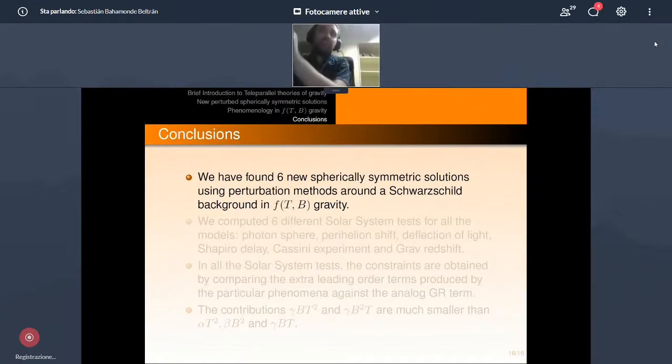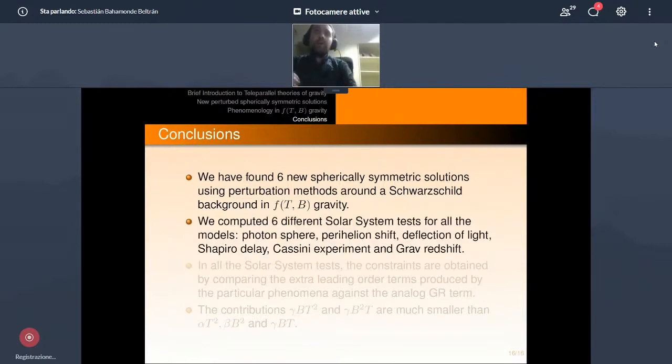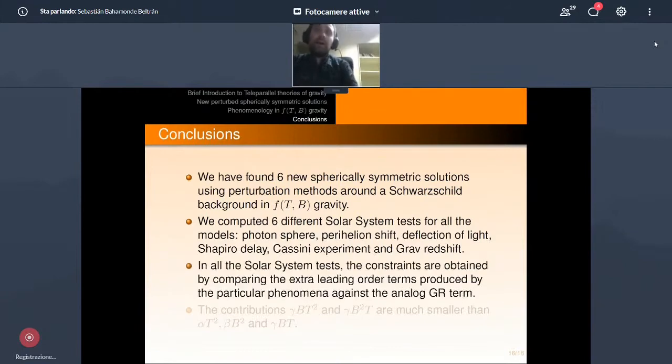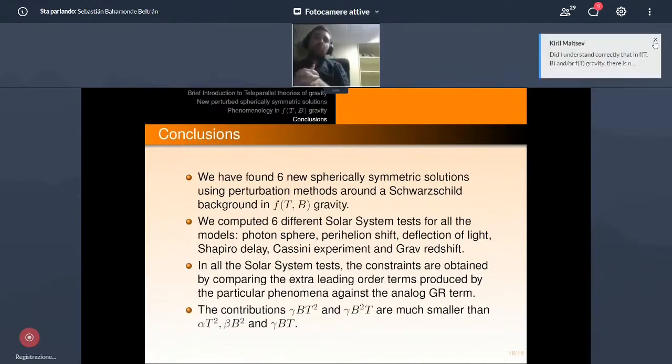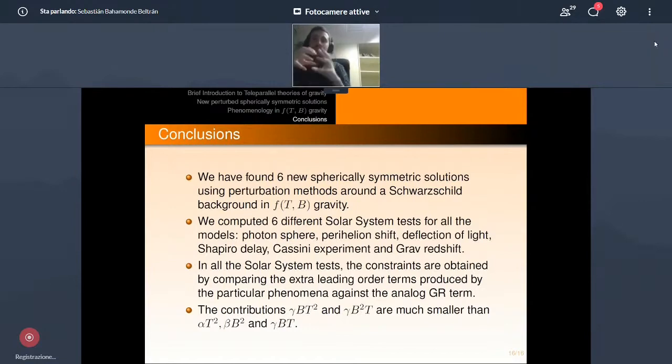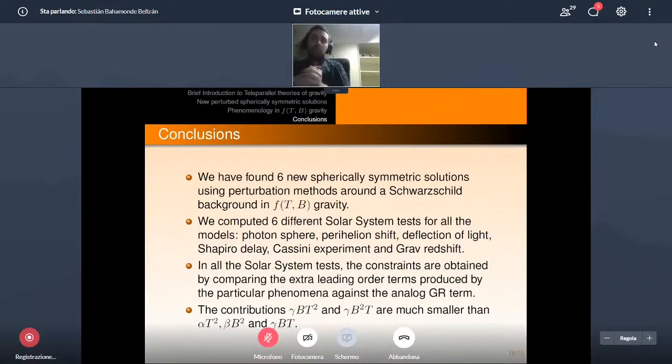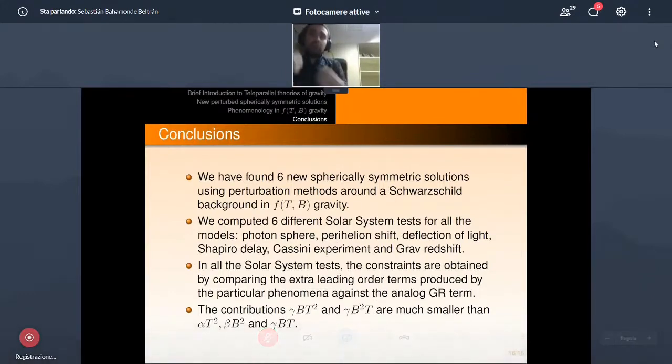So F of R contains this theory. We computed different solar system tests, and this is the one that I'm showing there. Then we constrained this model using solar system observations, and we found that the contributions I am showing there are much smaller than the contribution from just having B squared. So when you have, for example, terms to the power of 3, you have a much smaller contribution than the contribution coming from squares, let's say. That is one of the conclusions that I can state.